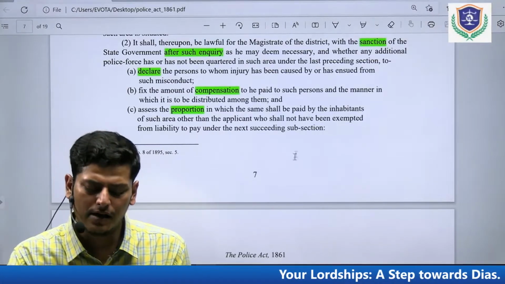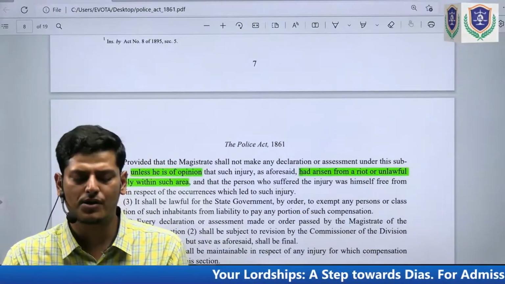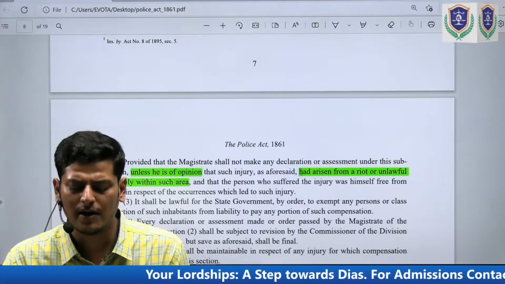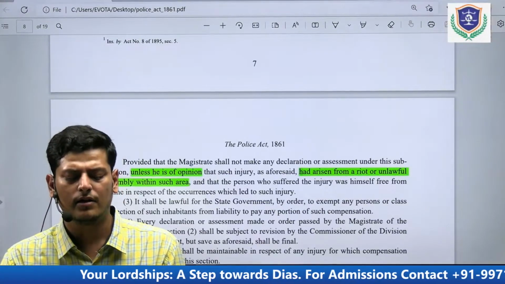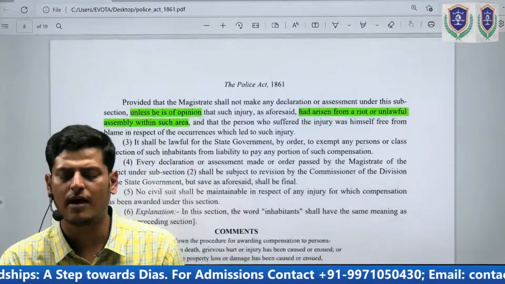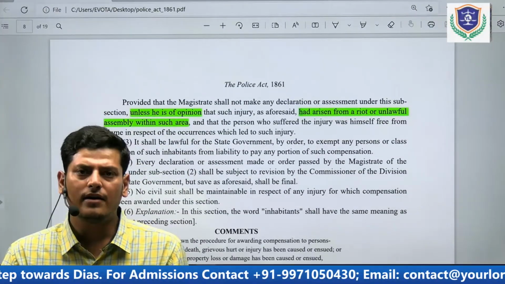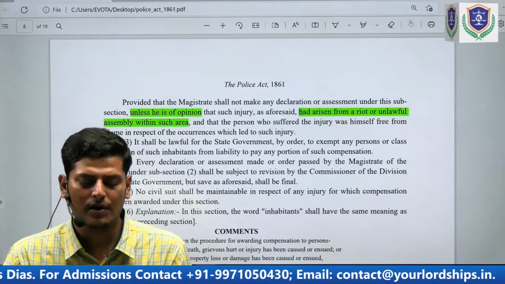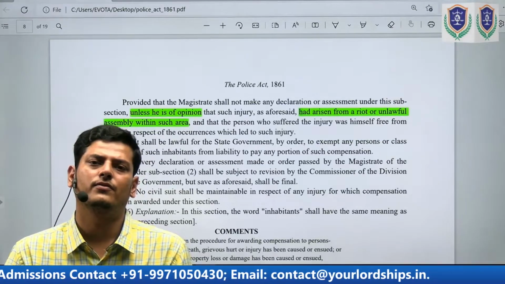So these actions can also be taken by the magistrate, provided that the magistrate shall not make any declaration or assessment unless he is of the opinion that such injury, as aforesaid, has arisen from a riot or unlawful assembly within such area.